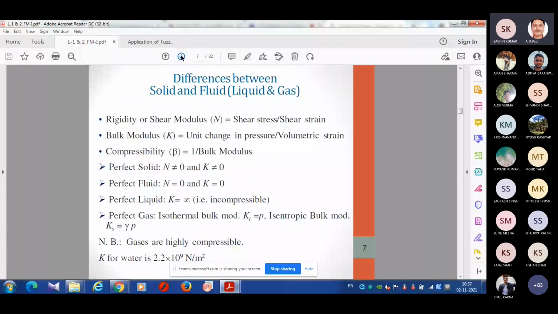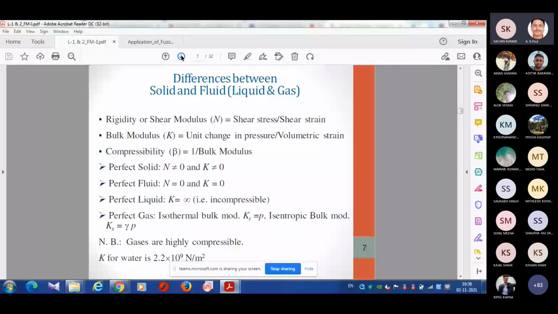So if you want to change the volume of water by pressurizing it, you need to give a pressure of 2.2 into 10 raised to 9 Newton per meter square, a huge pressure. Can you see the power associated with the 10 raised to 9? A huge amount of pressure is required to compress the water. So water cannot be easily compressed. But if you can arrange this huge amount of pressure, water will also compress. So that's why water is considered an incompressible fluid.